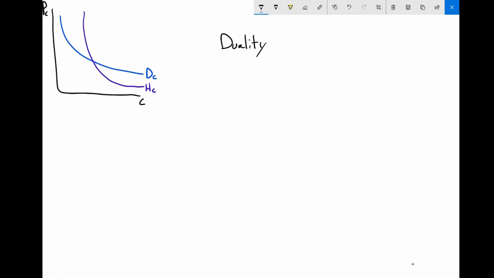Duality condition: you remember that if we solve for C star and B star using a utility maximization process, and then we plug them back into the utility function, we would get what we call the indirect utility function, or sometimes the value function, V, which is a function of the prices and income. Okay, so this would be the consequence of a utility maximization.